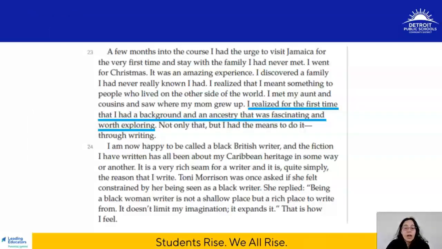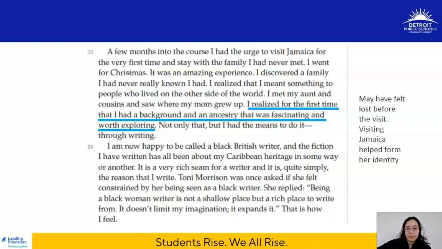Okay, now that you've gone back and annotated those two paragraphs, I'll show you one note that I made. So here's a sentence that I underlined that gave me information about the author. "I realized for the first time that I had a background and an ancestry that was fascinating and worth exploring." This also helps me understand her point of view. She writes that she realized her ancestry was fascinating and worth exploring. She may have felt lost before her visit to Jamaica.